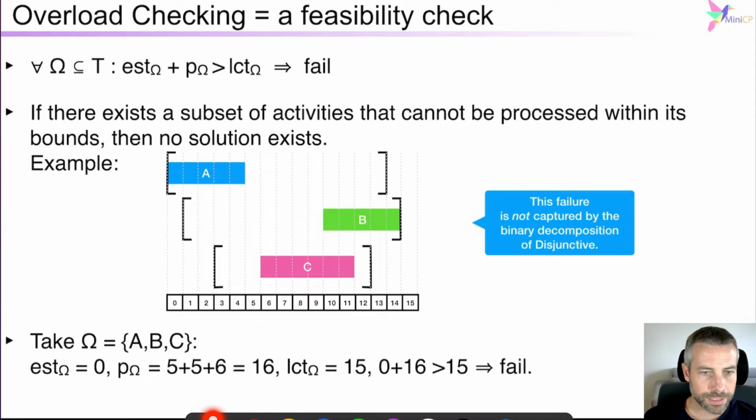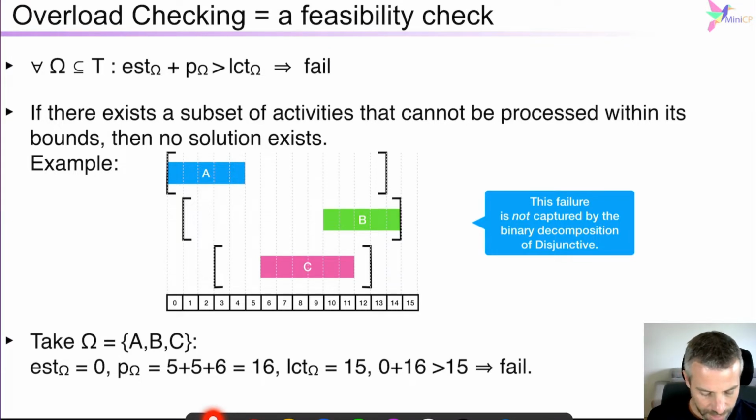So let's rephrase what we have just seen previously using a formula. What we have seen is that we have found a subset of activities omega composed of A, B, and C, such that the earliest start time of omega, that's here, plus the sum of the processing times, the summation of all the durations, right? You exceed the latest completion time of omega that was defined by this one, right? If you detect a subset of activities omega with this property, you can clearly backtrack because the resource is infeasible. You would overload the resource.